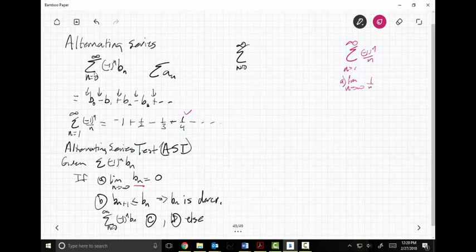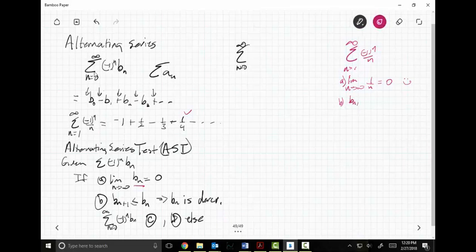All right, so let's check. The limit as n goes to infinity of 1 over n, you guessed it, is equal to 0. Smiley face. We know b sub n is 1 over n, well, I'm getting ahead of myself. I apologize. Remember, part B is we have to show it decreases.